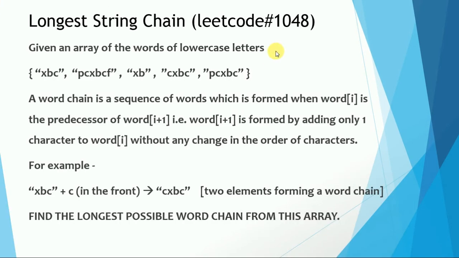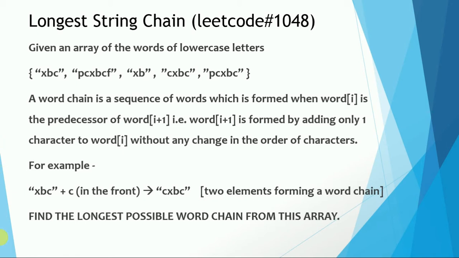You are given an array of words of lowercase letters. You can check the array below we are going to work upon in this video. This problem is all about the word chain, so you've got to understand first what a word chain is. A word chain is a sequence of words in which word i, that means the string in the word array at index i, is the predecessor of word i plus 1 only when we can form word i plus 1 by inserting exactly one character in word i without changing the order of characters.